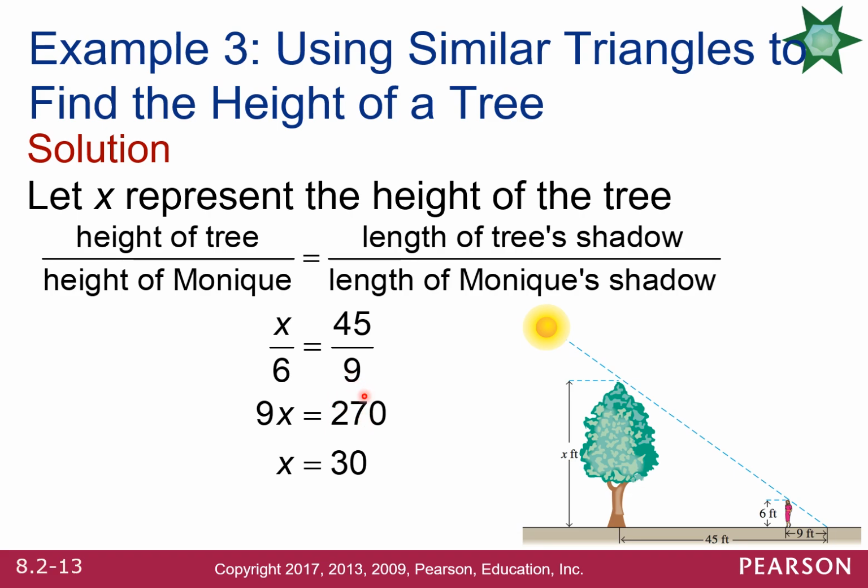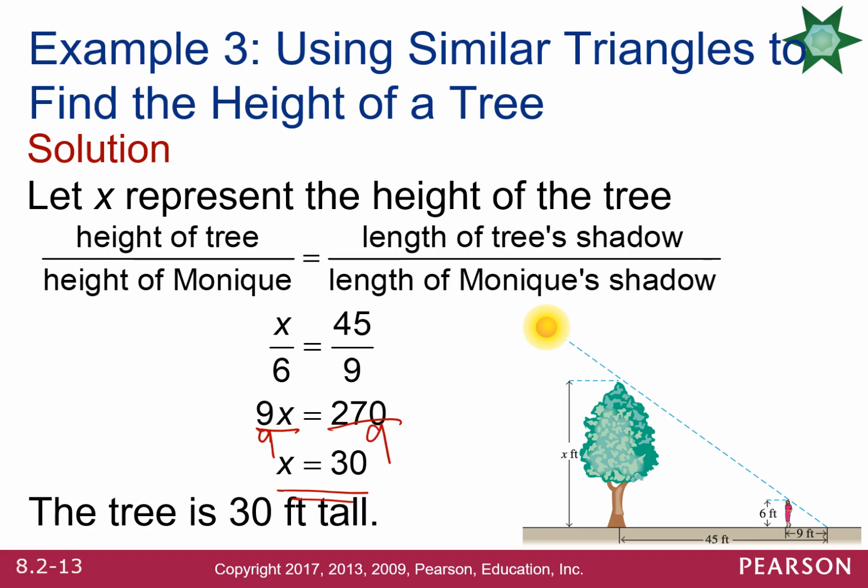And now you cross multiply in solving for x in a situation of ratio and proportion. X times 9, or 9x, is equal to 45 times 6, which is 270. Solve for x by dividing both sides by 9, and you get x equals 30. That means the tree is 30 feet tall.